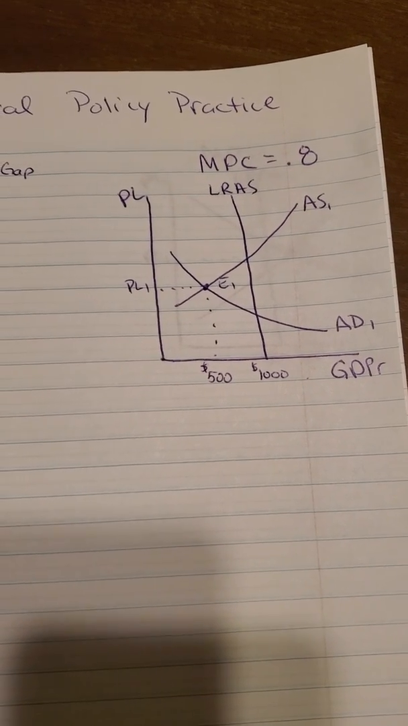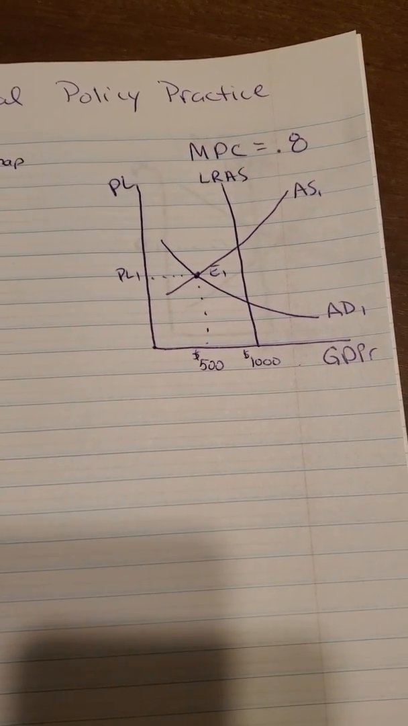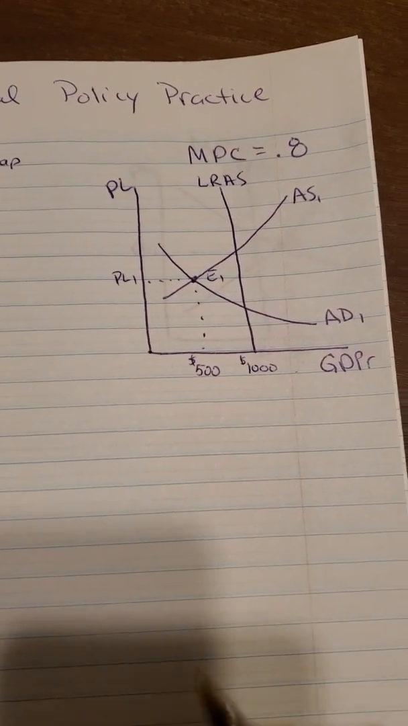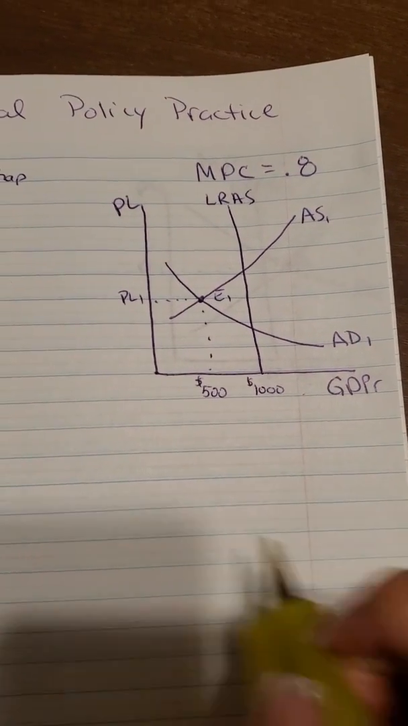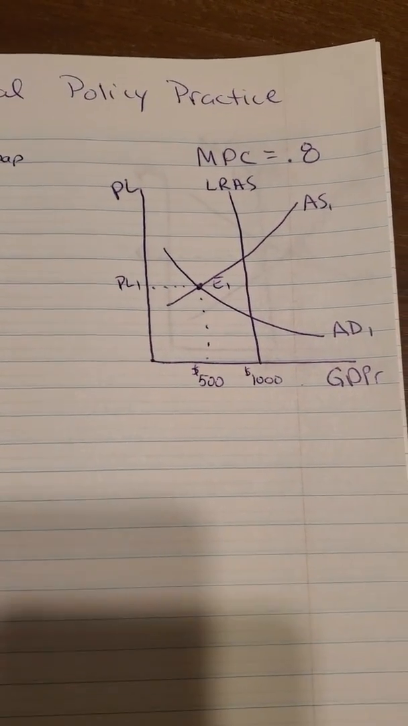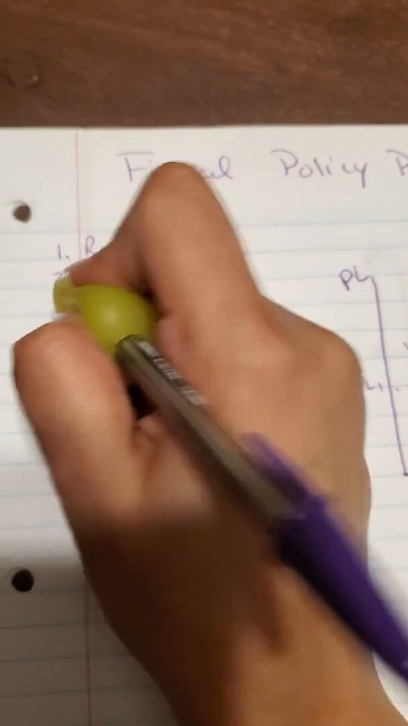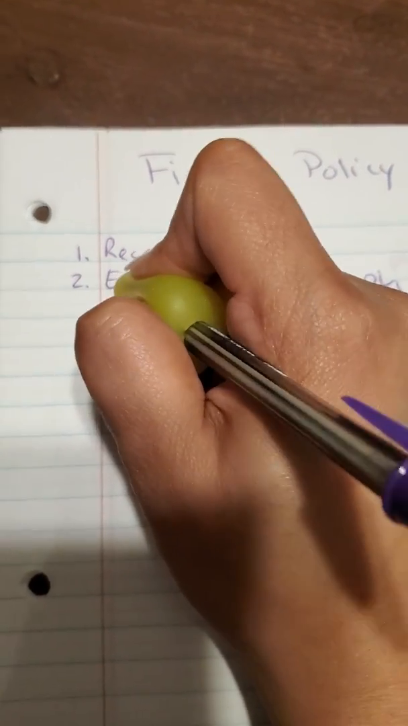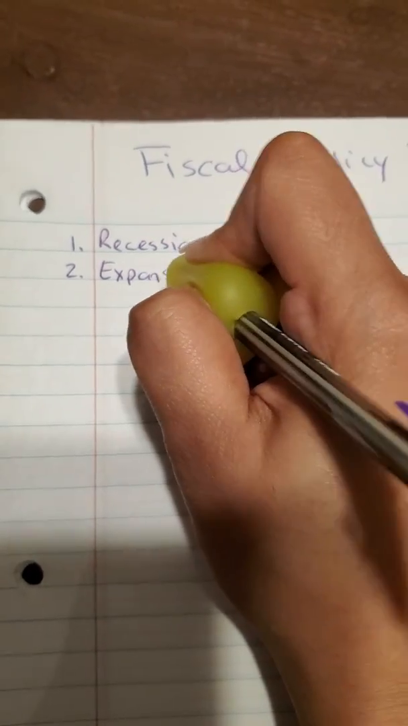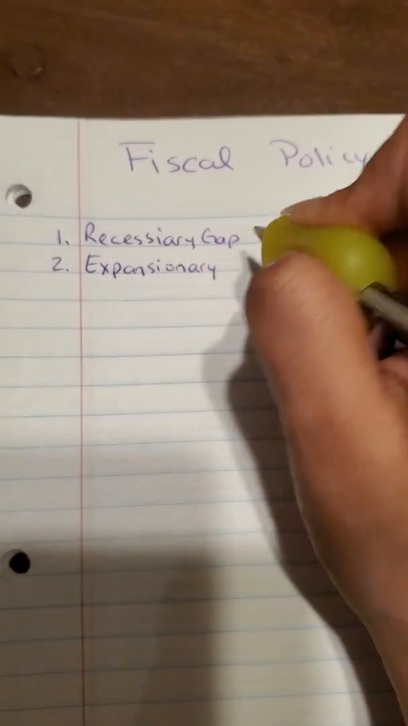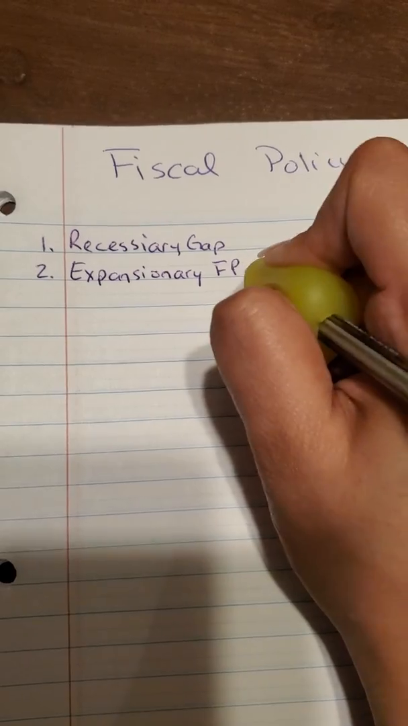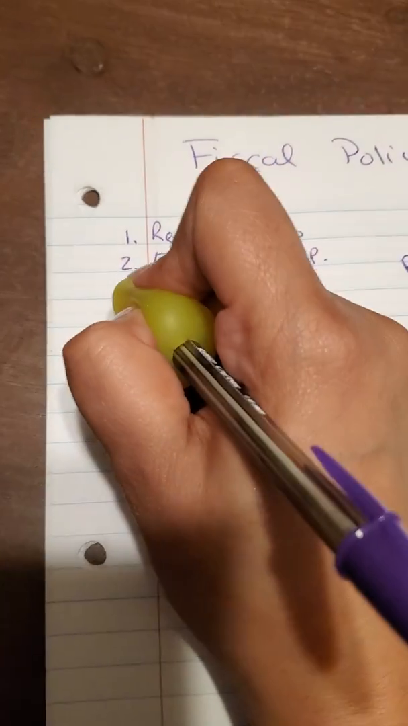All right, so what kind of policy do we need? What kind of fiscal policy do we need to kick this economy, get it back to full employment? Expansionary or contractionary? So expansionary, right? So whenever we're in a recessionary gap, we need expansionary fiscal policy to get things going. We'll just abbreviate.